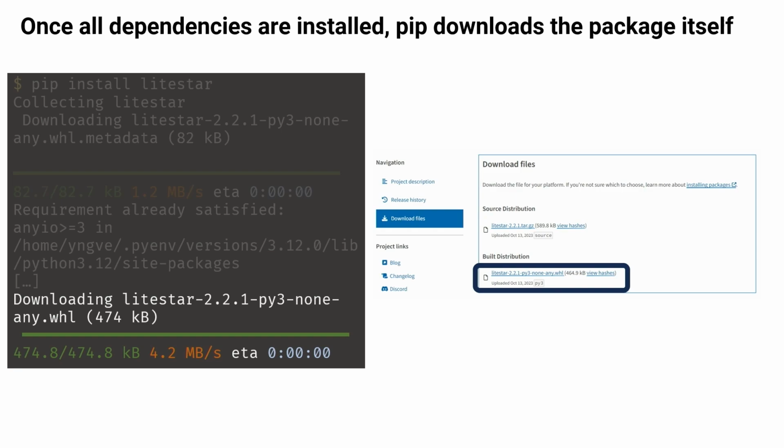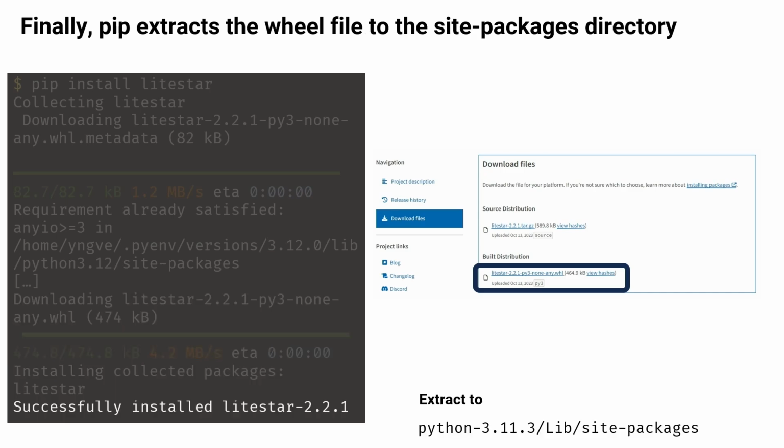This is either a wheel or a source distribution. The difference is kind of technical, but the idea is it's an archive, like a zip file, that has your source code and some machine-readable instructions on how to install it. Pip will then extract that to the site packages directory on your machine, and it's installed.